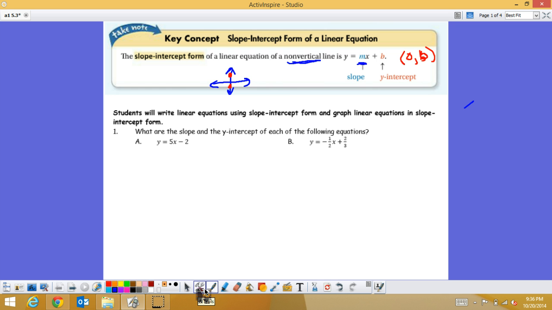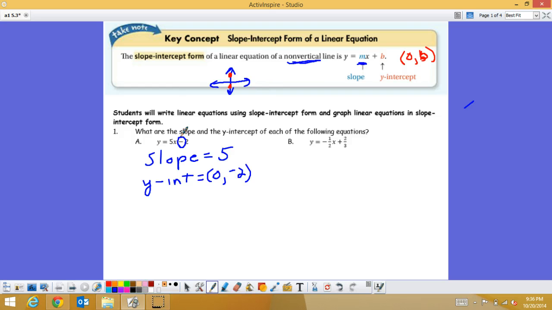So in the case of A, the slope of this line is equal to 5, and the y-intercept is the point (0, -2), and it's negative 2 because of the minus 2 there for that one. So that is the slope and the y-intercept of that first line.